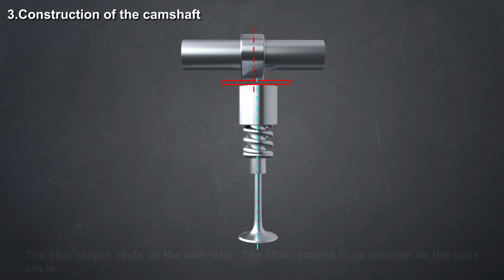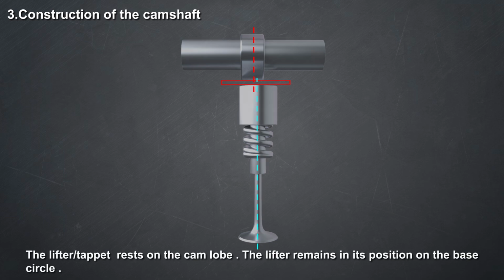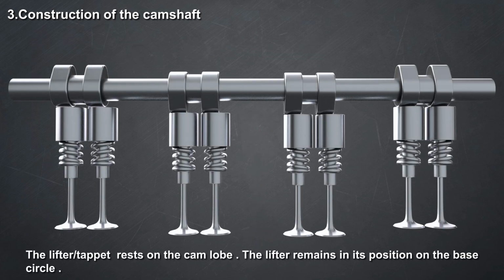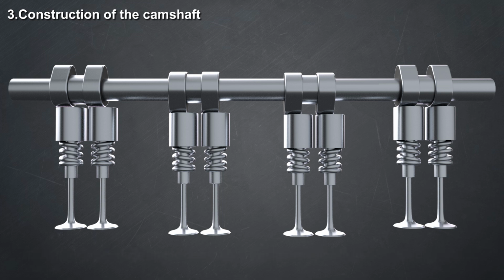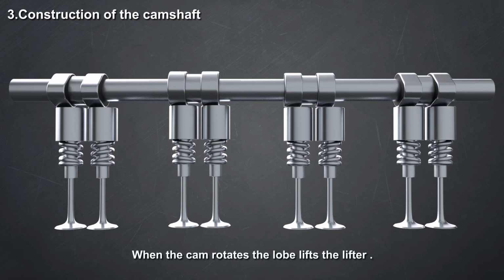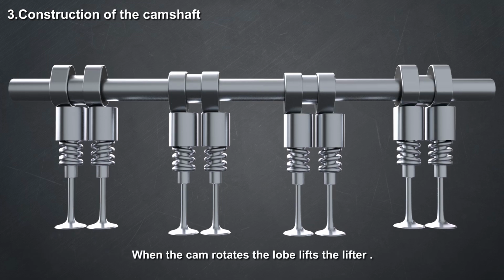The lifter tappet rests on the cam lobe. The lifter remains in its position on the base circle. When the cam rotates, the lobe lifts the lifter.